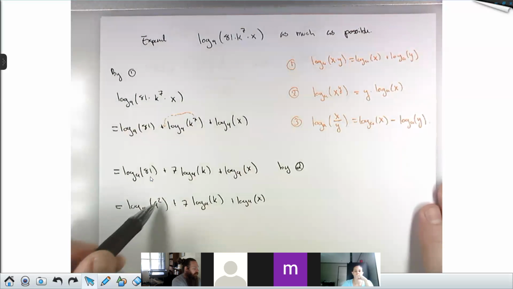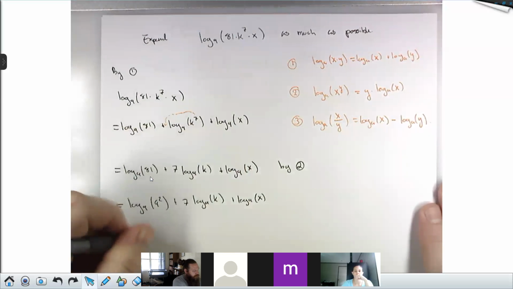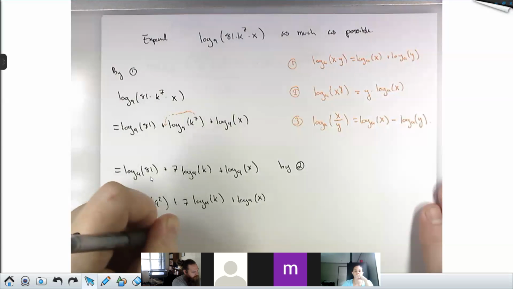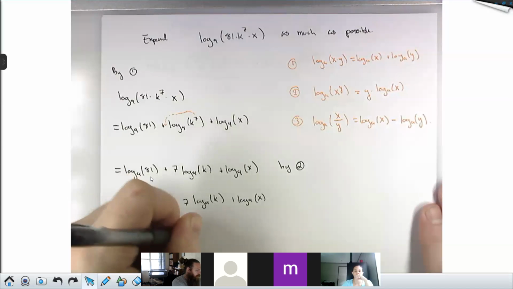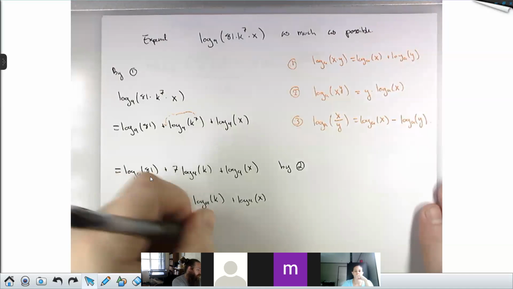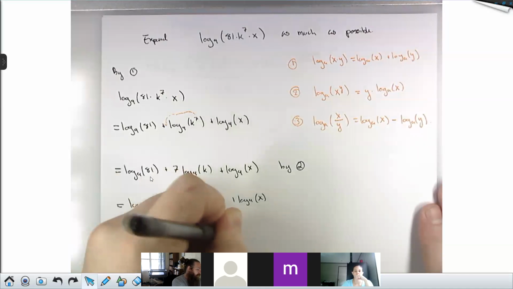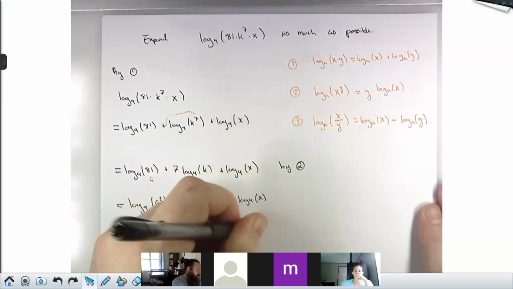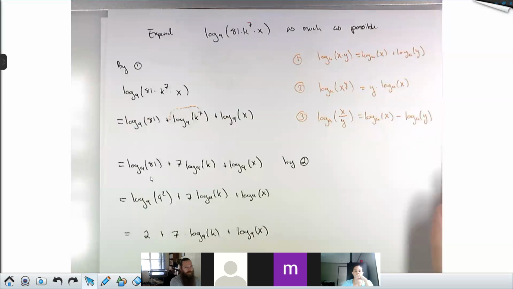And then the base 9 log of 9 squared is 2. So this is 2 plus 7 times the base 9 log of k plus the base 9 log of x. And that really is as nice as this could possibly get. As expanded, I should say. Questions on this?